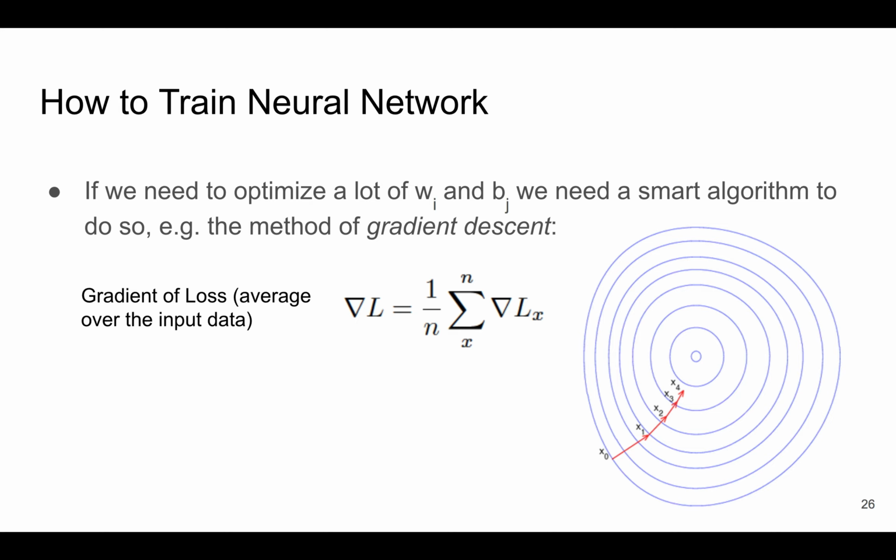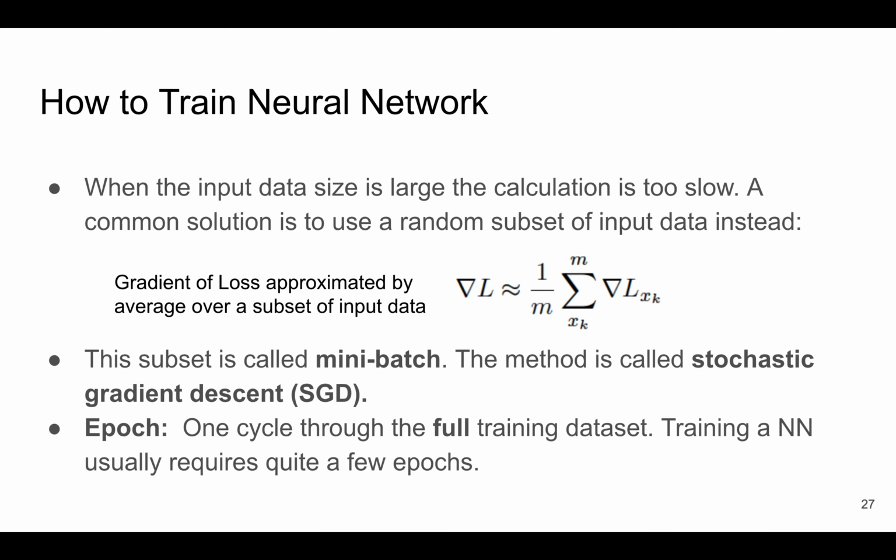If we need to optimize a lot of weights and biases, we need a smart algorithm to do so, like the method of gradient descent, where each iteration takes a step in the opposite direction of the gradient at the current position. So we calculate the gradient of the loss function averaged over the input data. However, when the size of the input data is large, the calculation can be really slow.